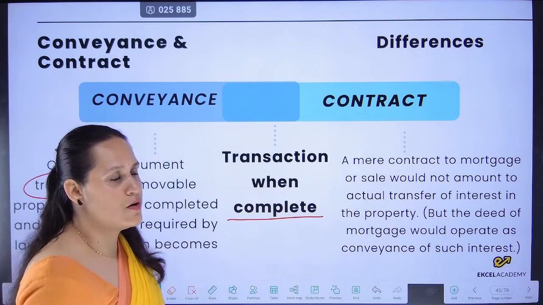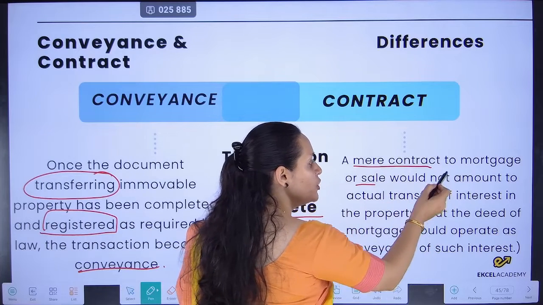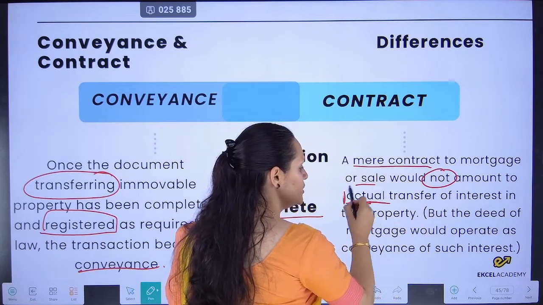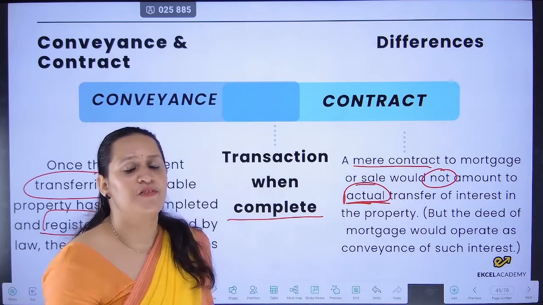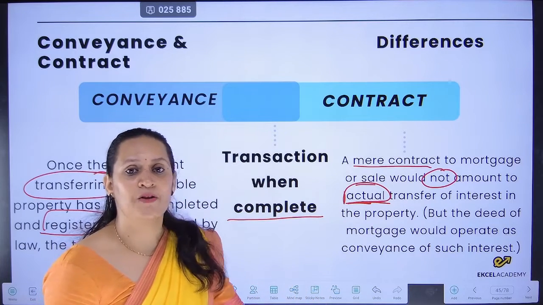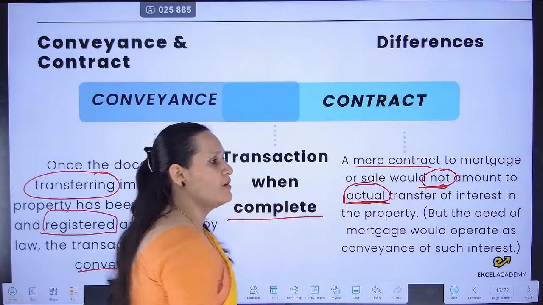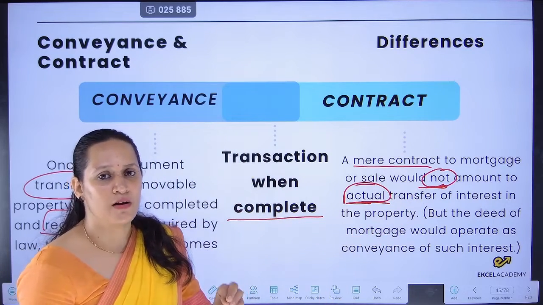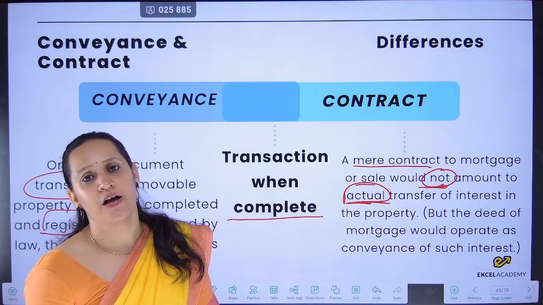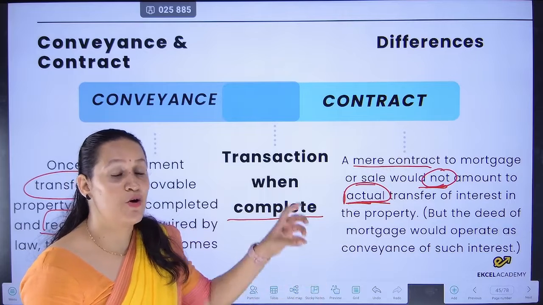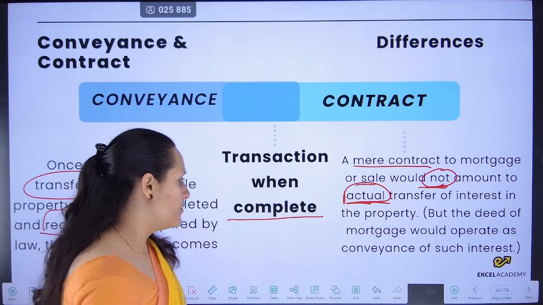But what about a contract? A mere contract to mortgage or sell would not amount to actual transfer, because here we are only planning, we are only saying that in future we are going to do it. Right at the moment we are not going to do it. So here it is not going to amount to actual transfer, but merely entering into an agreement is sufficient. You do not have to focus on execution work when you are entering into a contract, but there is an obligation to execute it on a future date as mentioned in the contract.